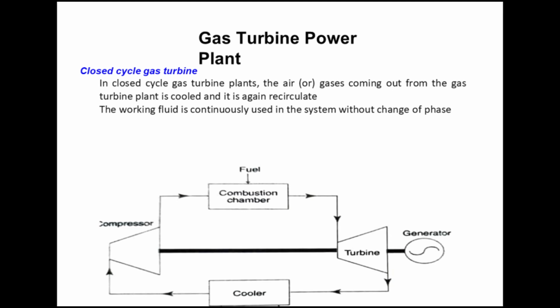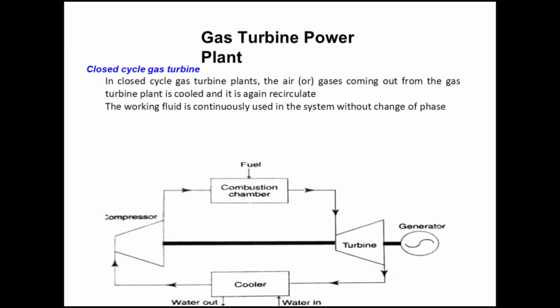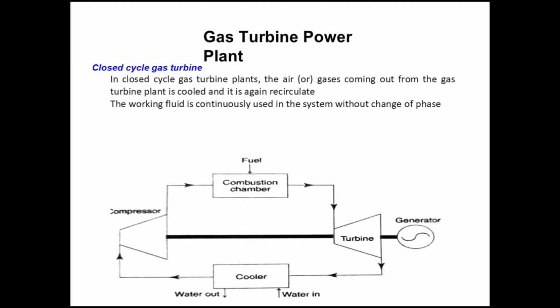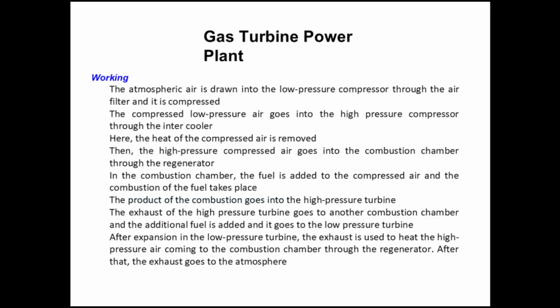Gas turbine power plant. Closed cycle gas turbine. In closed cycle gas turbine plants, the air or gases coming out from the gas turbine plant is cooled and it is again recirculated. The working fluid is continuously used in the system without change of phase. This is shown in the diagram below.